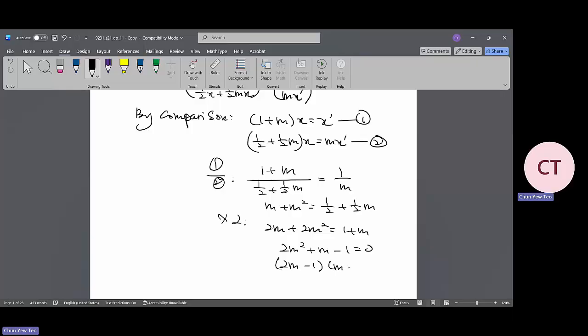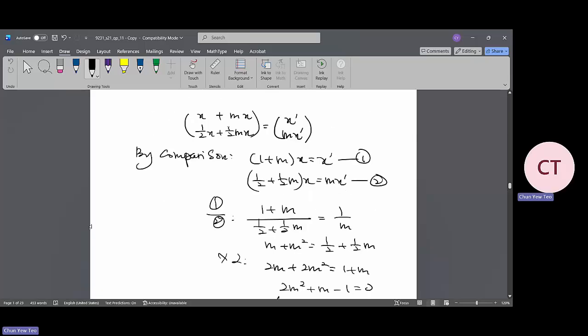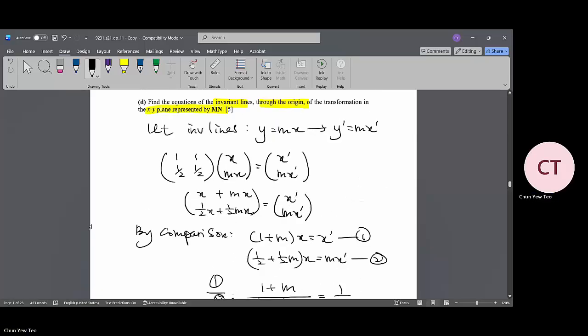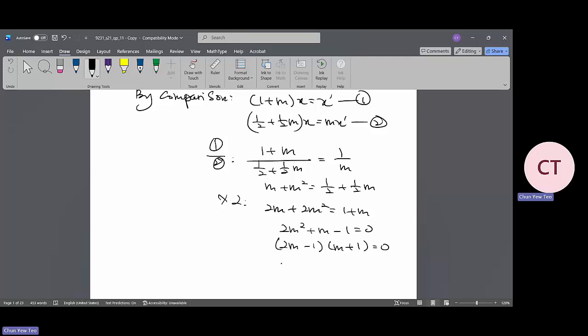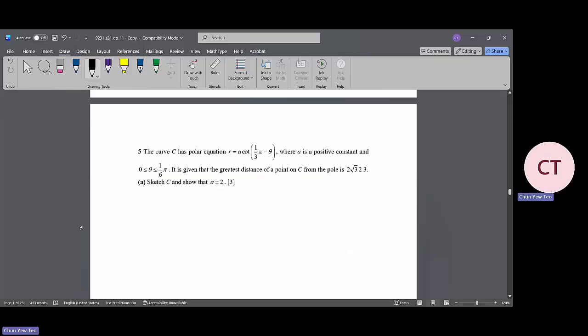And the m plus. Okay. So therefore, your m is a half and your m is a negative 1. Okay. So therefore, your invariant lines are y equal to a half x and y equal to negative x. Done. That will be the answer for question number 4D. Move on, we have question number 5.